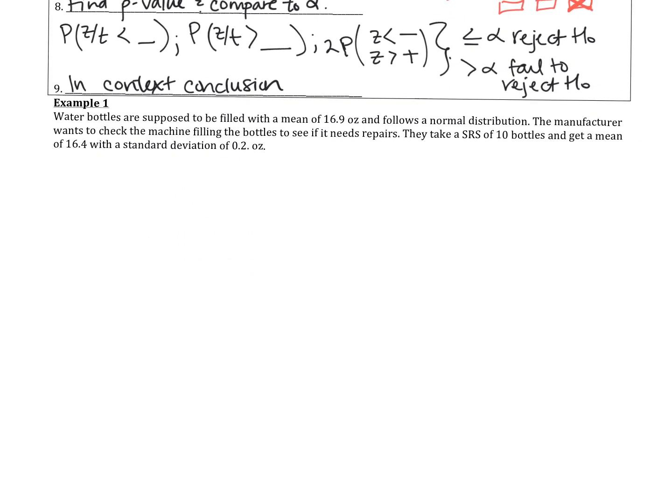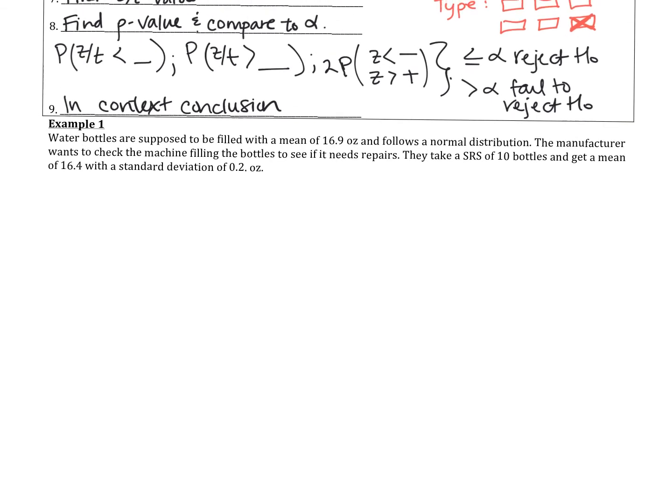All right, example 1. Here we go. Water bottles are supposed to be filled with a mean of 16.9 ounces and follow a normal distribution. That's helpful information. The manufacturer wants to check the machine filling the bottles to see if it needs repairs. They take a simple random sample of 10 bottles and get a mean of 16.4 with a standard deviation of 0.2 ounces. All right, let's just start off.